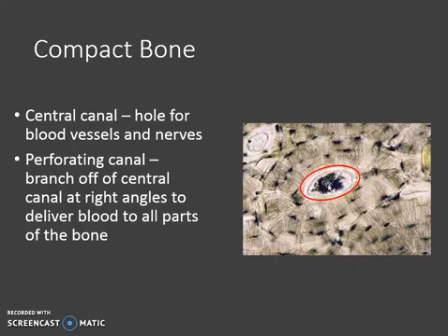Now, not shown on this picture here, but perforating canals connect the central canal of one osteon to the central canal of another osteon. We can't see it here, but there would be a perforating canal connecting the two of these in this direction. And that just allows the nerves and the blood vessels to branch and reach all different parts of the bone.